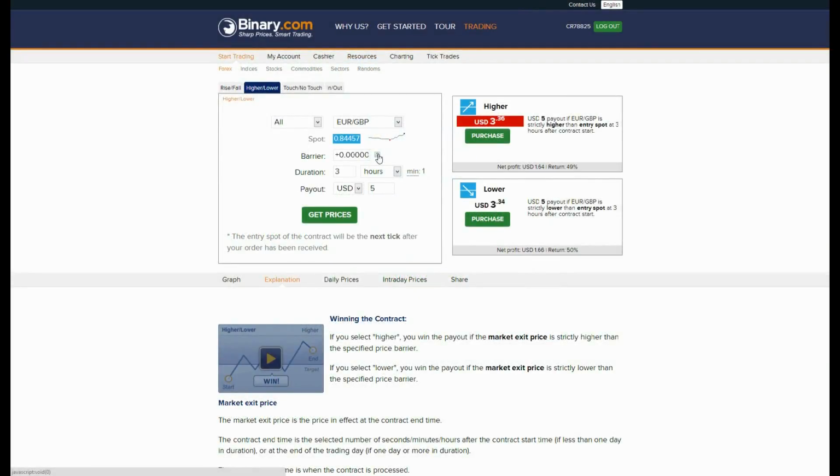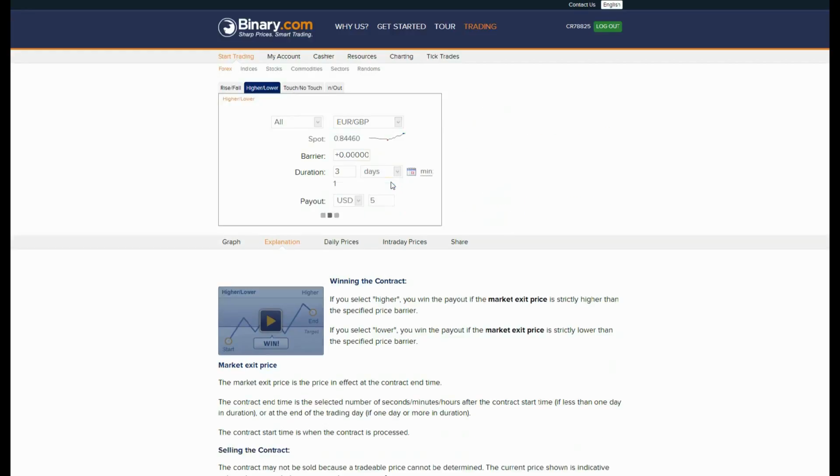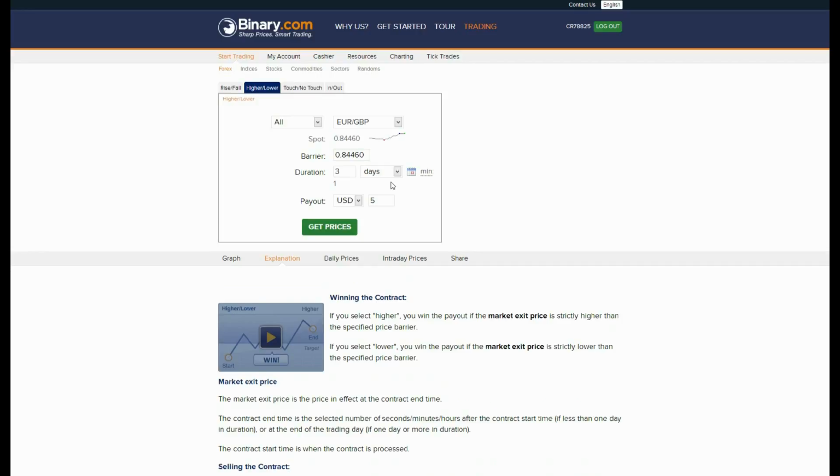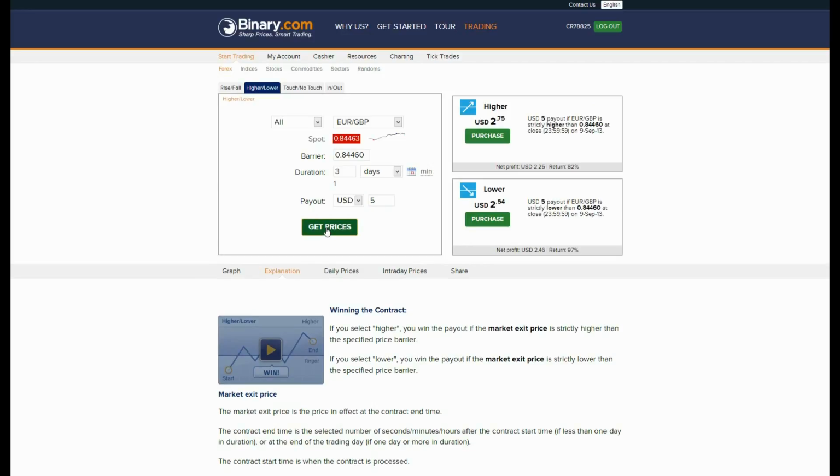For our example, we are going to select a longer trade of 3 days based on the Euro GBP market. As you can see, for the longer trades, we enter the barrier price we want, rather than the difference between the barrier and the spot price. So we choose a payout, click Get Prices, and then select whether you think the price after 3 days will finish higher or lower than your barrier. For this example, let's select lower and purchase the trade.